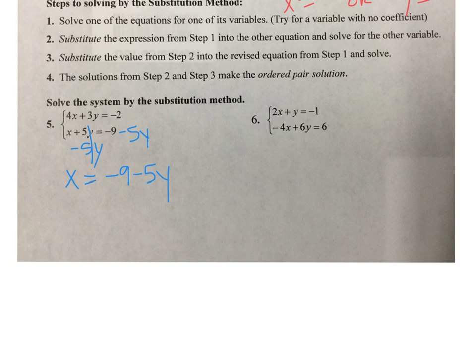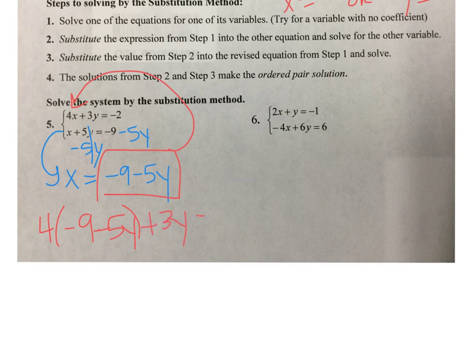So since I have this equation as this, I'm going to go ahead and take what x is equal to, which is this piece, and I'm going to put it in for x in the other equation. Okay, the equation I did not set up with x equals. So instead of x, I know what x is, it's -9 minus 5y. And then I'm going to continue with the rest of the equation. So I plugged in x. Now I still have plus 3y in that equation, and I still have equals -2.